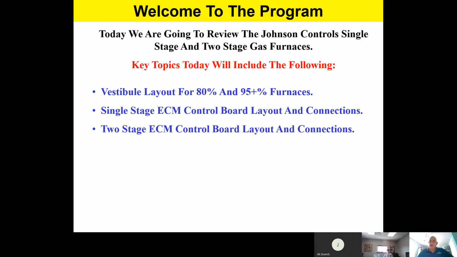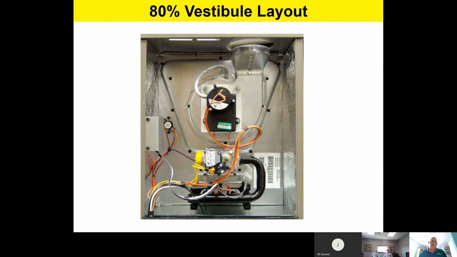But for now, let's kick off with just a quick vestibule layout of the 80 and 95% furnaces. If you remove the service panel on our typical 80% furnace, now this 80% furnace is going to be a furnace that is not rated with the PVC pipe. In other words, it's going to be a metal vent. If you remove the service panel, this is actually what you're looking at. Let's take a minute and look at all the key components. I'm sure that everyone knows what a furnace looks like, but just to make sure everybody's singing off the same page of music, so to speak, let's do a quick layout of the furnace as we review each key critical component.